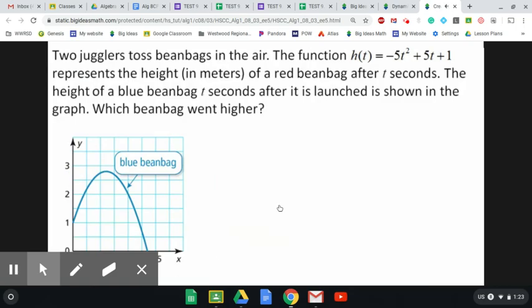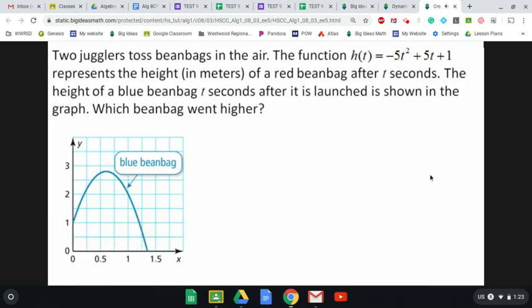Two jugglers toss beanbags in the air. The function h of t equals negative 5t squared plus 5t plus 1 represents the height in meters of a red beanbag after t seconds. The height of a blue beanbag t seconds after it is launched is shown in the graph.